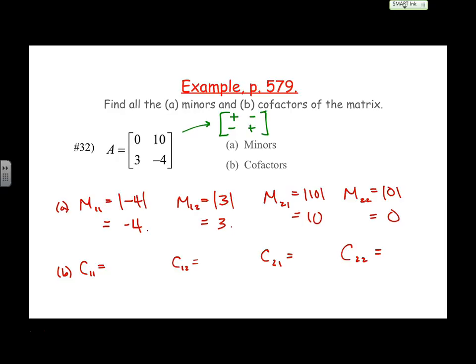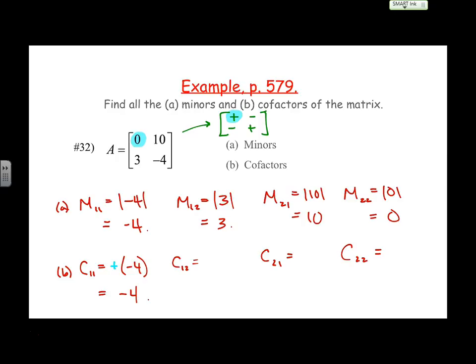Okay. So what sign is going to go with my first cofactor? Because my first cofactor goes along with this one, right? So I could say I need to go ahead and attach a positive with, and here's where it gets a little weird, with the negative 4. Well, what's a positive times a negative? A negative. Didn't change. Nope, it didn't.